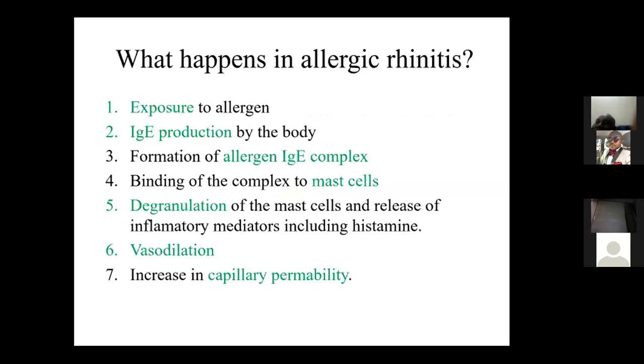Subsequently, there's a binding between these allergens and the immunoglobulin E, forming a complex. This complex binds to mast cells. Then the mast cells release inflammatory mediators like histamine, which cause vasodilatation and subsequently increased capillary permeability, where all these secretions can be seen forming.